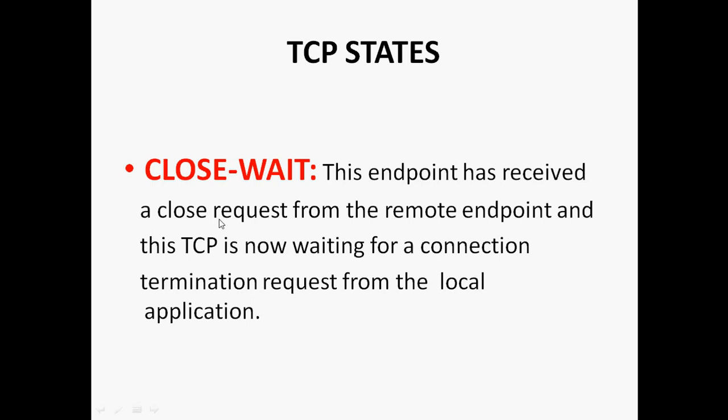So next one, close-wait. In this state, this endpoint has received a close request from the remote endpoint, and this TCP is now waiting for a connection termination request from the local application. So now the client receives a FIN flag, meaning a FIN packet from the server, and the client will acknowledge that packet. Now the client will send its FIN flag to the server. At that time the close-wait state should be there. In close-wait, this client will send the FIN flag. So that is the meaning of this state.